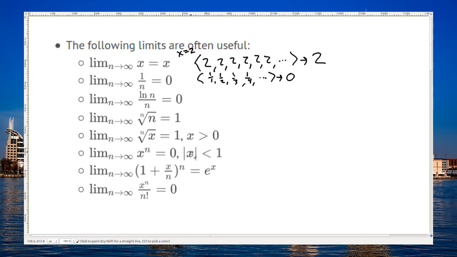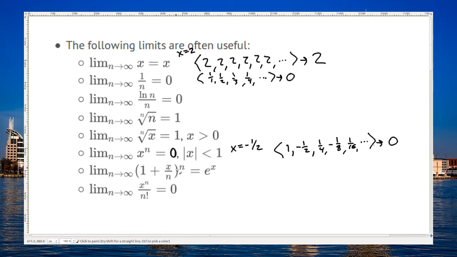Let's let x be some fraction less than 1. Let's suppose that x is equal to negative 1 half as an example. Then we'll take the zeroth power of negative 1 half, which is 1, negative 1 half to the 1, negative 1 half squared, negative 1 half cubed, negative 1 half to the fourth. And you can see how these fractions are bouncing between positive and negative, but they're getting tinier and tinier, and therefore they limit to 0, as we were told they would.